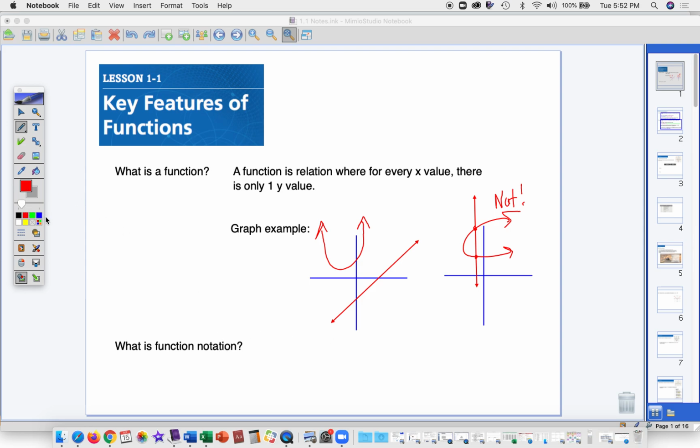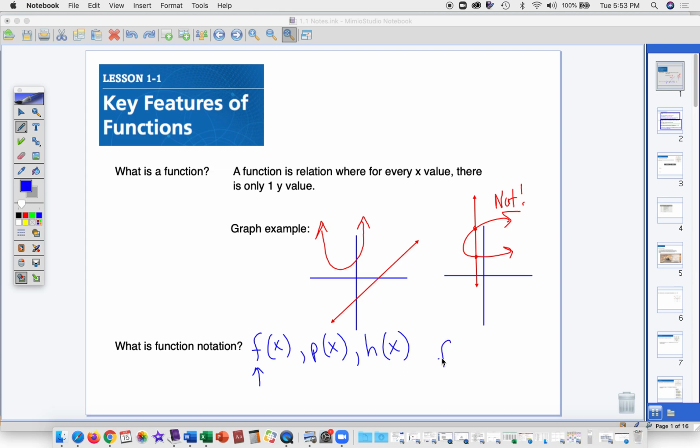Function notation. Hopefully you have seen this before. Function notation looks like this: f of x. Okay, it could also be a p of x or an h of x. What's important is this letter is the name of the function. And that's why we use function notation, so that we can give a polynomial or a function a name and refer to it by its name, rather than having to say all the terms of the function.